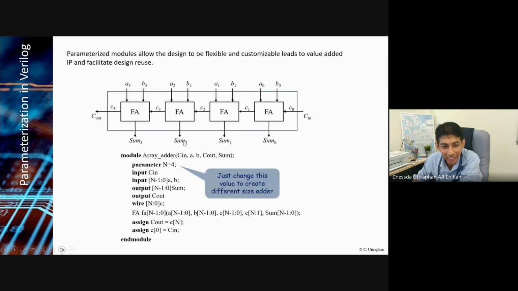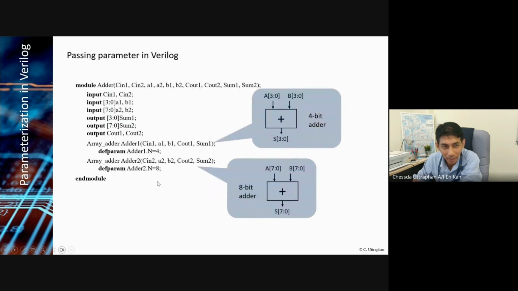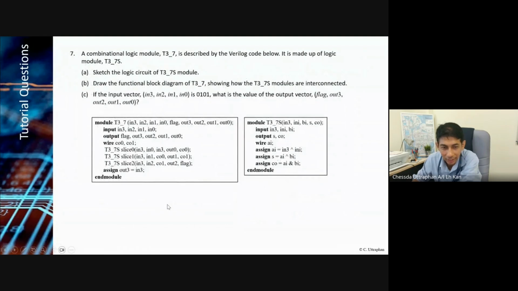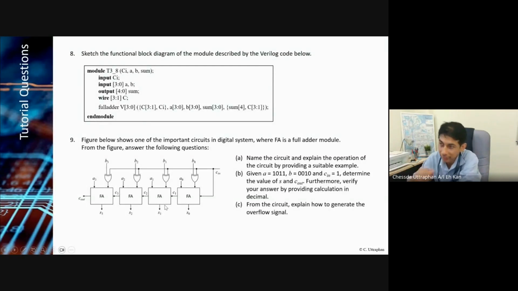Okay, so ini kita tengok next week lah, next week. And then you can try the tutorial. Tutorial ada banyak tu, boleh try. Dan next week sebelum test tu, you boleh tanya saya berkenaan tutorial ni. Okay, buat tutorial daripada chapter 1, chapter 2, chapter 3. Do the tutorial. Practice.